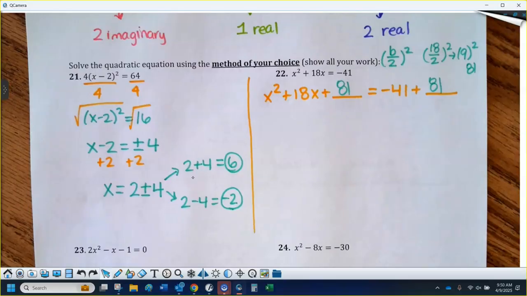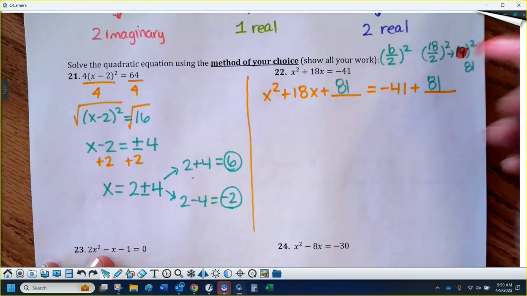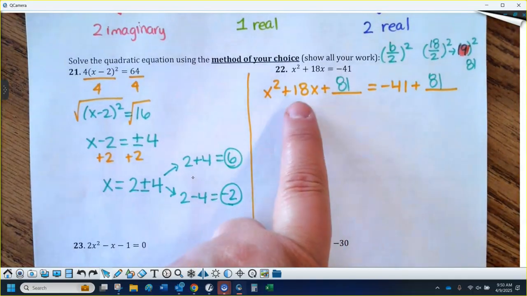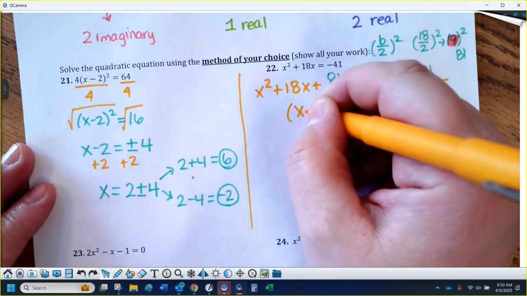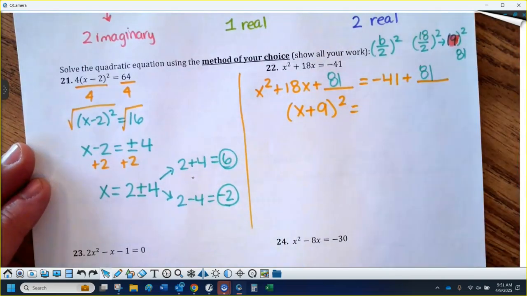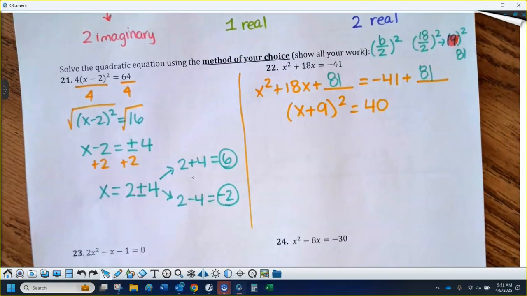That's going to give me a perfect square trinomial where the two factors are the same. And on the right side, we'll just add the numbers together. Whatever you square, like we did 9 squared there, that should be the factor that goes with the x. So multiply to get 81, add to get 18 is going to be 9 and 9, or x plus 9 squared. The other side, I just have negative 41 plus 81, which is 40.